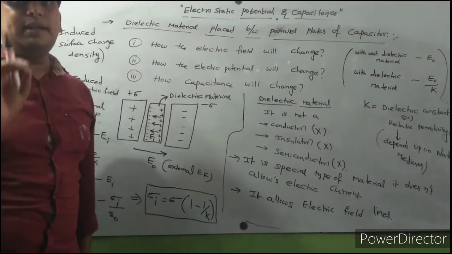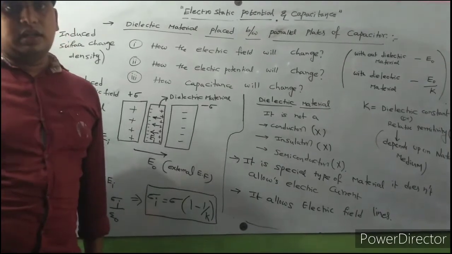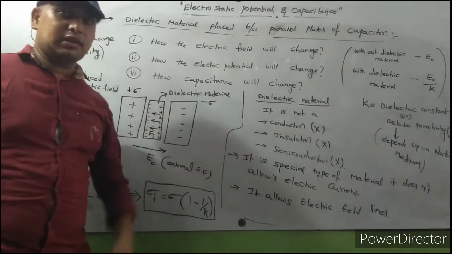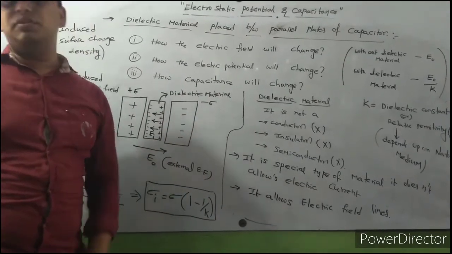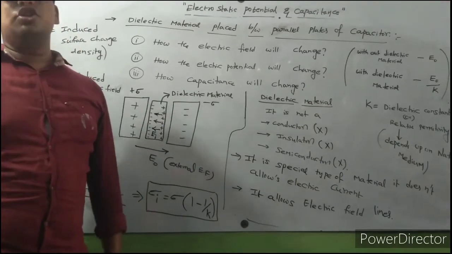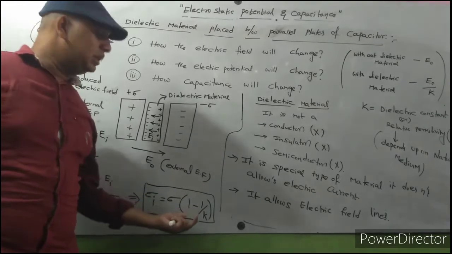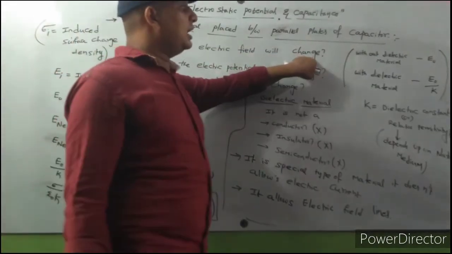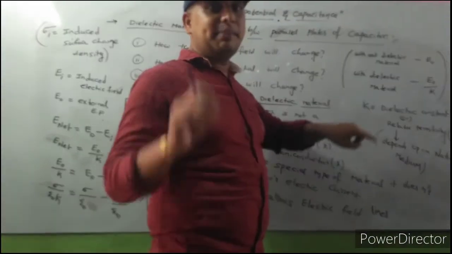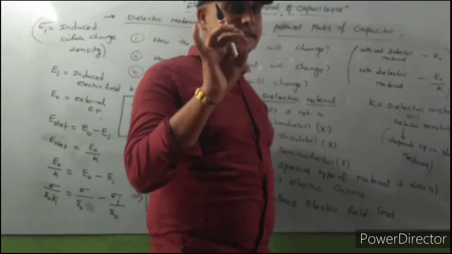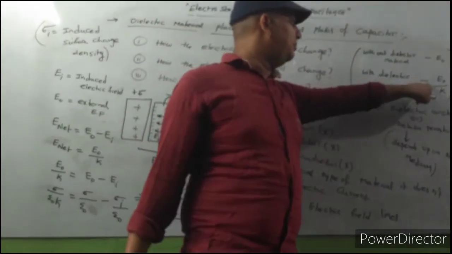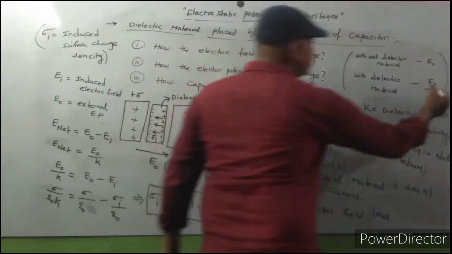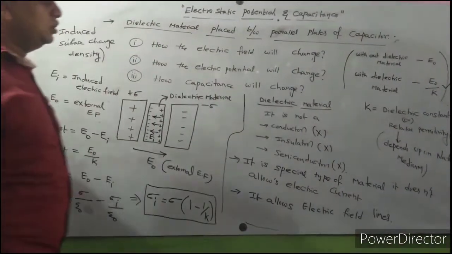The value of K depends upon the nature of the material. For air, the epsilon R value is different. For water, the K value is different. For kerosene, the K value is different. So when the nature of the medium changes, the K value will definitely change. The electric field will change whenever the dielectric material is changed. Whenever dielectric material is placed between the plates, the electric field is reduced by K times, 1 by K into E naught.